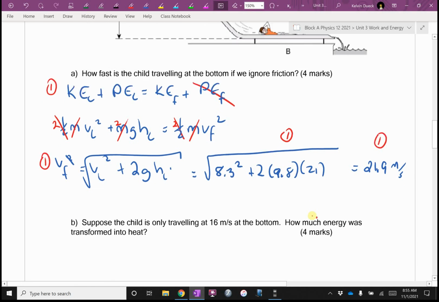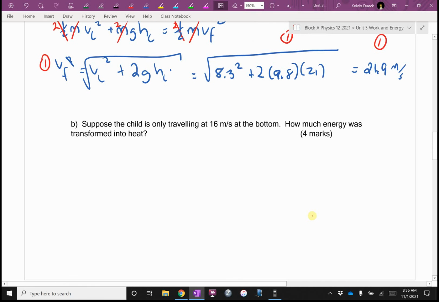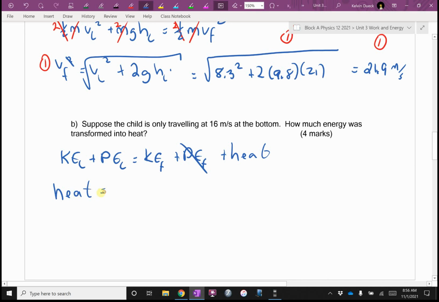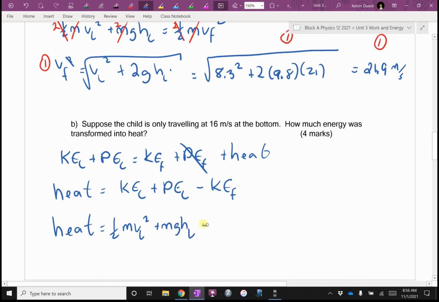Suppose they're only traveling 60... Ooh, how much energy was lost to heat? That's why I had to give you the mass. So again, it's going to be conservation of energy. KE initial plus PE initial equals KE final plus PE final plus heat. I'm going to get the heat by itself. That's going to be KE initial plus PE initial minus KE final. Heat is going to be a half mv initial squared plus mgh initial minus a half m, not vi, Mr. Dewick, v final squared.